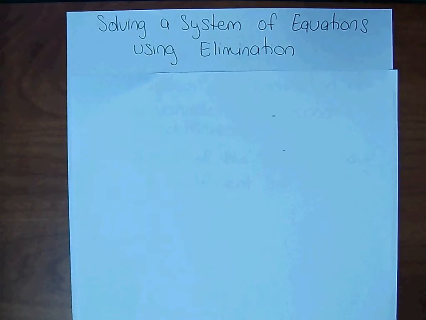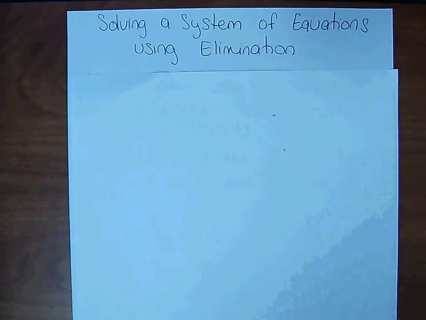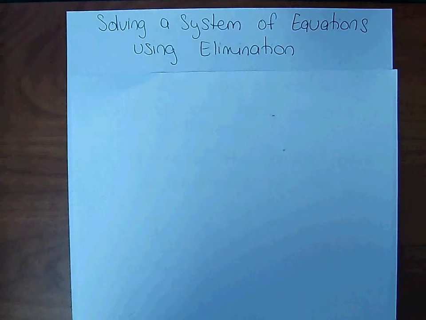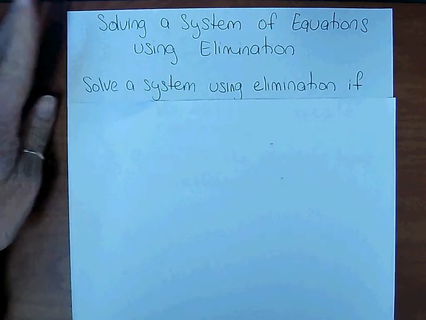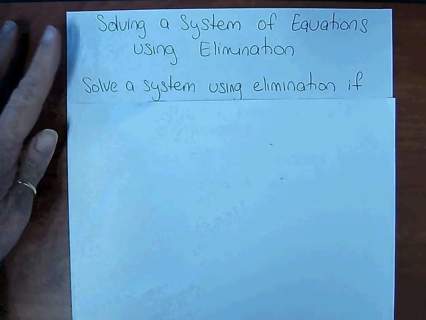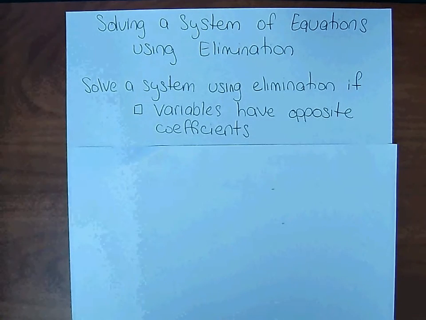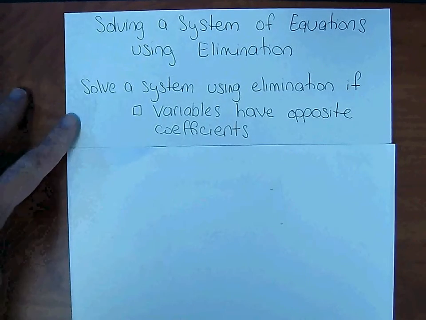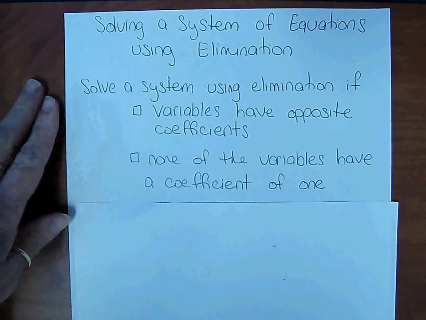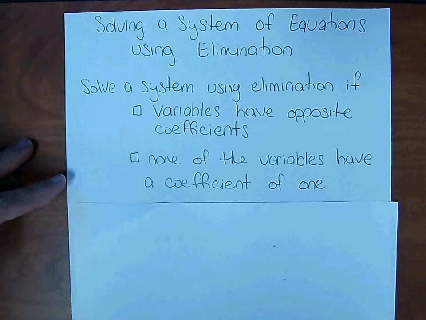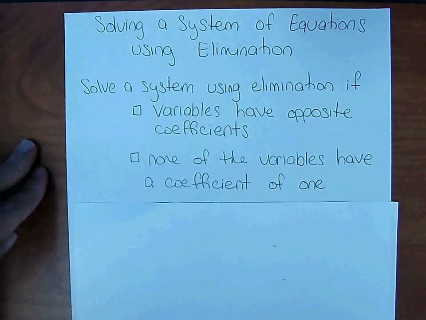Solving a system of equations using elimination. We're going to be focusing on linear systems. You want to solve a system using elimination if variables have opposite coefficients or if none of the variables have a coefficient of 1. If variables have a coefficient of 1, you may also use the substitution method.